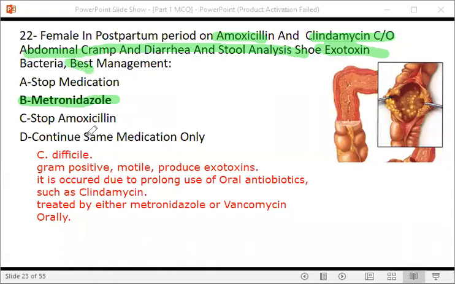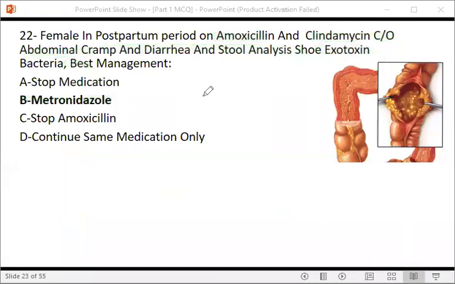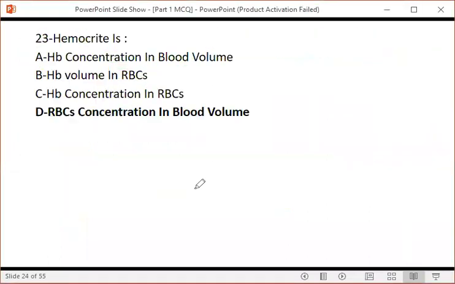Metronidazole. Stop amoxicillin? No, amoxicillin wouldn't cause that much, and continuing the medication only, no. Okay, so this is it. Let's go to the next.